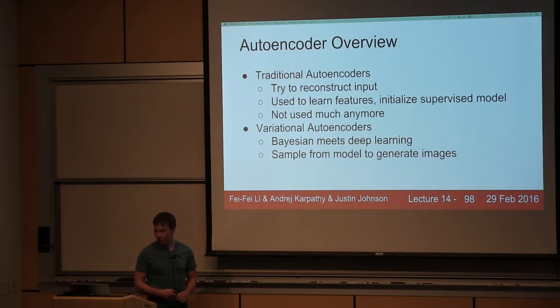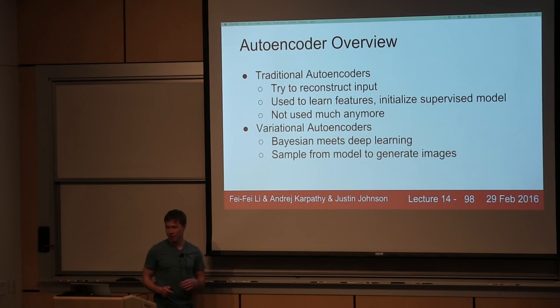Okay. So the overview of autoencoders is that, in general, the idea of an autoencoder is that we want to force a network to try to reconstruct our data, and hopefully this will learn sort of useful representations of the data. For traditional autoencoders, this is used for feature learning, but once we move to variational autoencoders, we make this thing Bayesian, so we can actually generate samples that are similar to our data.